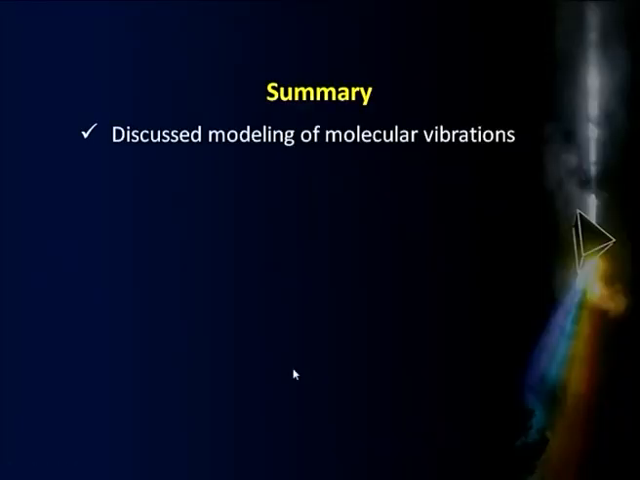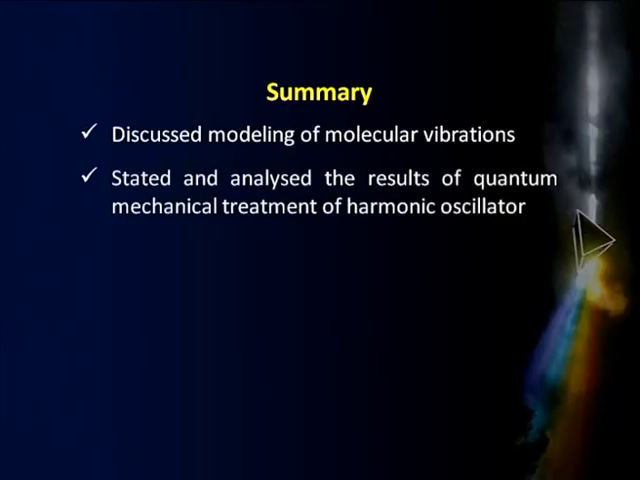So, let us try to now sum up what we did today. We discussed how to model a molecular vibration. We talked about two kinds of models there. One was the harmonic oscillator and the second happened to be the anharmonic oscillator. Then we stated and analyzed the results of the quantum mechanical treatment of the harmonic oscillator. We realized that if I treat my molecule as behaving like a harmonic oscillator, what kind of energy expression I get, what are the corresponding energy levels, and what kind of spectrum I come across.